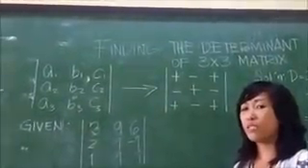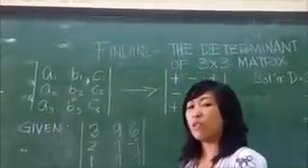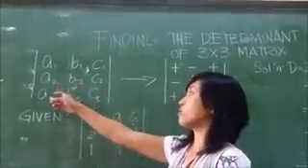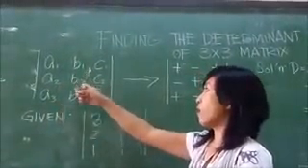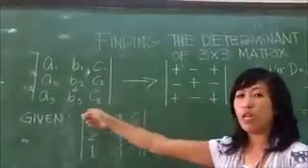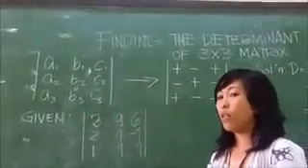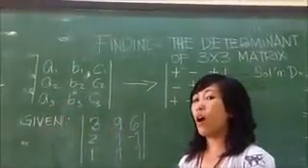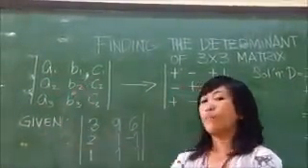I will be discussing the solution to find the determinant of a 3 by 3 matrix. In a 3 by 3 matrix, we have A sub 1, A sub 2, A sub 3, B sub 1, B sub 2, B sub 3, C sub 1, C sub 2, and C sub 3. Where the vertical array of numbers is called the column, and the horizontal array of numbers is called the row.